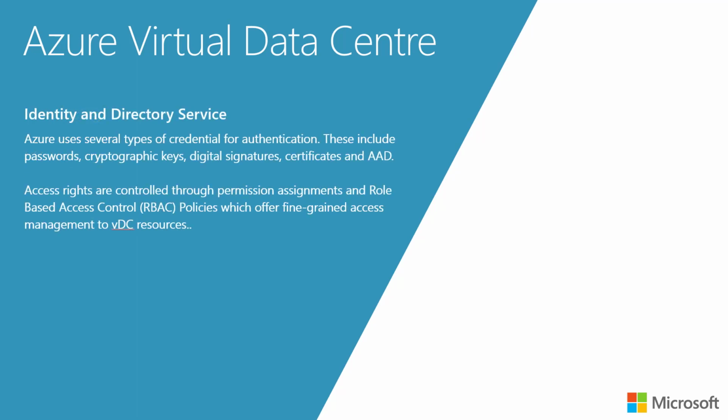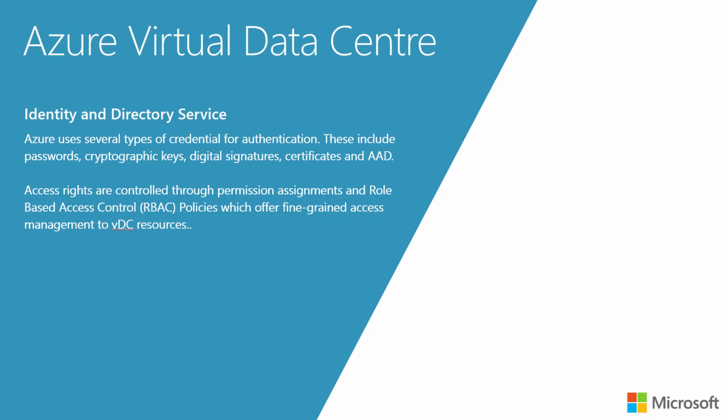Okay, so the last thing that we will look at is identity. Now, having used Azure for many years, I realised that there are a number of ways that we can prove our identity. These include methods such as passwords, cryptographic keys and certificates. But I'm guessing that we'll be taking advantage of services such as Azure Active Directory and role-based access control. Yeah, that's right. So access rights are controlled through permission assignments and role-based access control policies, which will offer fine-grained access management to our VDC resources. So we will build out some users and groups, then assign them specific access rights to our resources through policies via Azure AD. Yes, exactly.